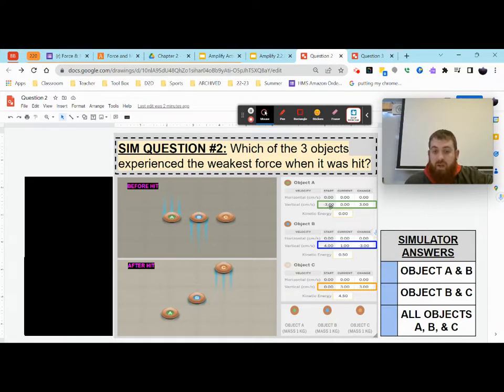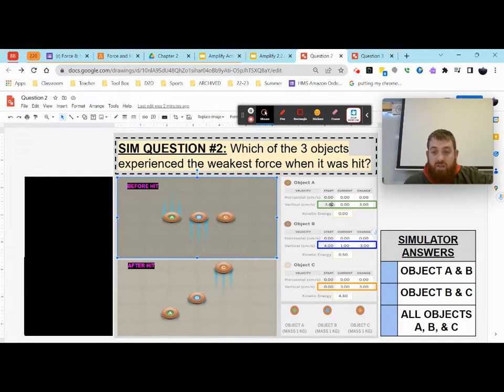When we look at our green object, object A, it started with a velocity of 3 and changed to a velocity of 0, so it stopped. Object B, before it was hit, was moving with a velocity of 4, and after it was hit, it had a velocity of 1, so it slowed down. Then we have object C. Object C had a velocity of 0, and then a velocity of 3 after it was hit, so it started moving. So each of our objects had a different kind of velocity change.